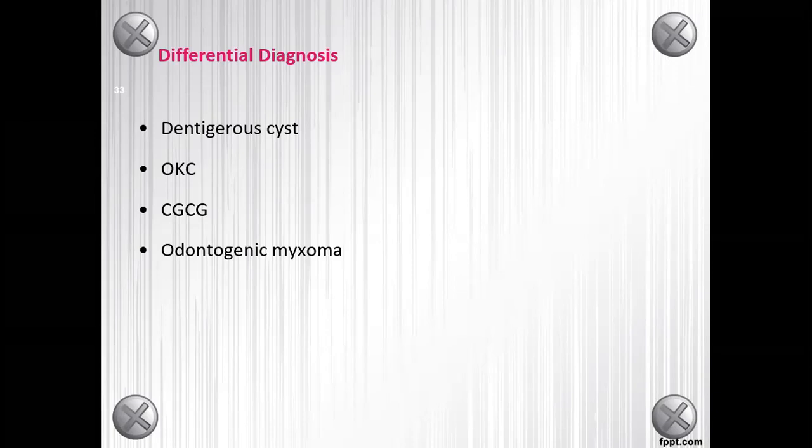Then microscopically it is divided into follicular, plexiform, acanthomatous, desmoplastic and granular cell, out of which the desmoplastic one is something we can also frequently see, desmoplastic ameloblastoma, which usually occurs in the anterior mandible. Anterior mandible is the main predilection site what you see there.